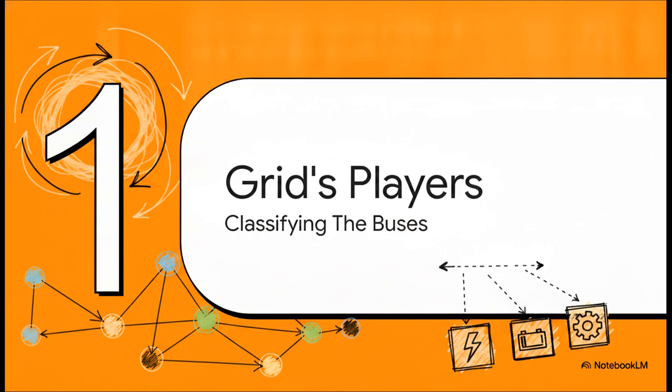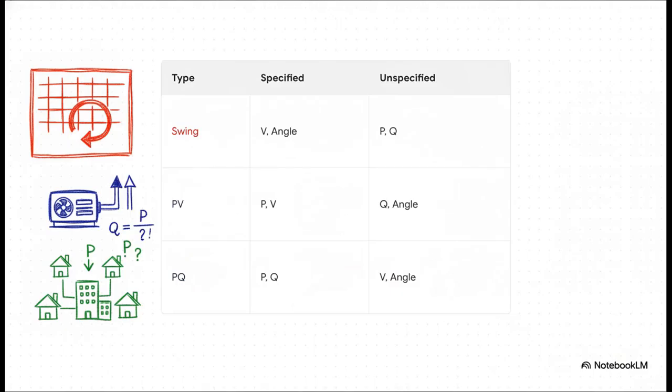All right, let's look at classifying the grid's players. We have our map with the sparse Ybus, but now we need to categorize the players on the board to organize our knowns and unknowns. Every single bus has to be strictly classified into one of 3 types, and this is basically your master key for organizing the math. First, think of the red category, the swing or slack bus. This is usually your largest generator, and it sets our system reference. Here, we know the voltage magnitude and angle, while the real and reactive power are unknown.